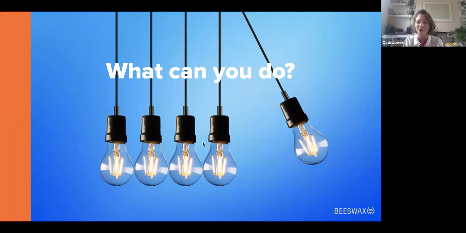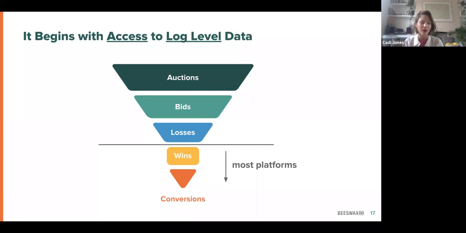So in terms of what that might look like, well, I have to say there's been a huge amount of coverage recently of the benefits of log level data, but supply path optimization really begins with access to log level data. Log level data are the files that track the bid requests and the bid responses that are happening in real time to enable programmatic advertising. And there are lots of different levels of log level data.